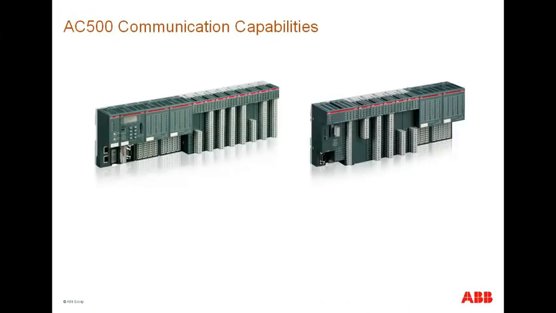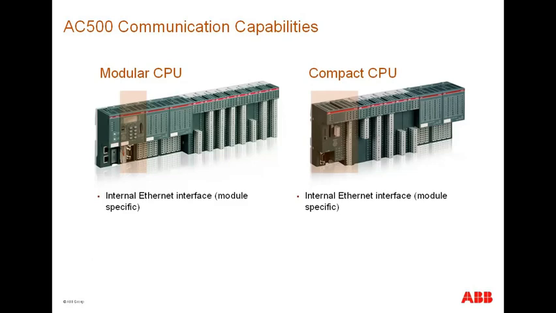Perhaps you might be aware that the AC500 PLC controllers are available in two variants, namely modular CPUs, for instance the PM583, and compact CPUs, for example PM554. The compact CPUs do come with one built-in Ethernet interface and one COM port, typically called COM1. COM2 is an optional feature in compact CPUs.